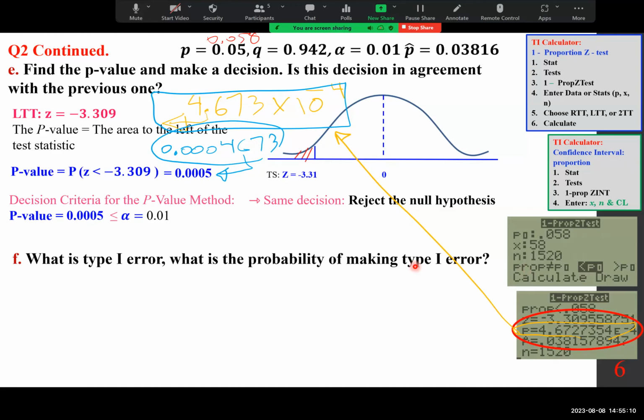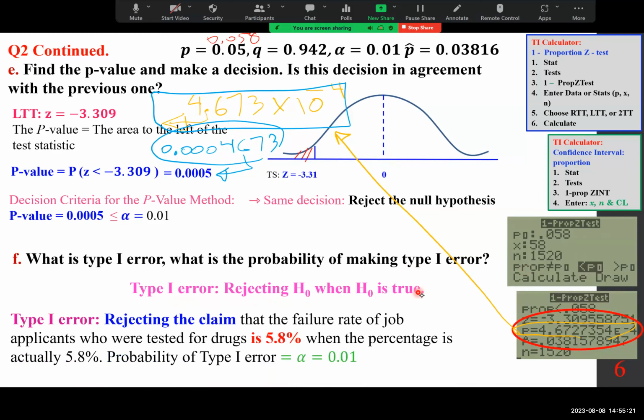What is type 1 error? What is the probability of making a type 1 error? Refreshing everyone's memory, type 1 error by definition is rejecting H0 when H0 is true. Therefore, for this question, rejecting the claim that the failure rate of job applicants who were tested for drugs is 5.8% when the percentage is actually 5.8%. And the probability of type 1 error is equal to the choice of alpha, and the choice of alpha has a value of 0.01. So it depends on what the question is asking us.